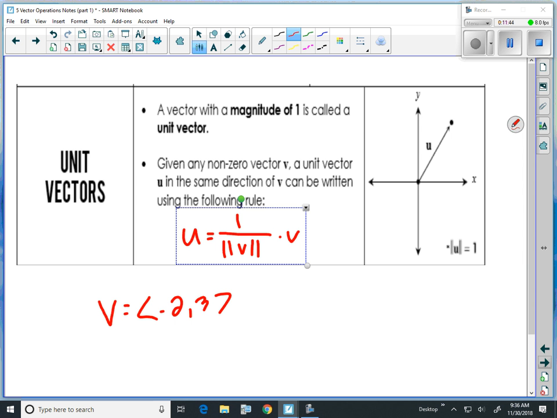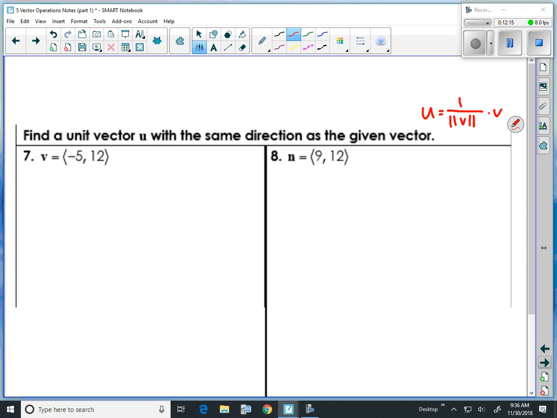All we have to do is do 1 over, what is this part right here? The magnitude, okay? So you do 1 over the magnitude times your original vector. That will give you something called a unit vector that's in the same direction as your starting vector v. Okay? So really the process is finding the magnitude and then just multiplying it to the vector you already have. Okay? So we're going to look at just some examples here.